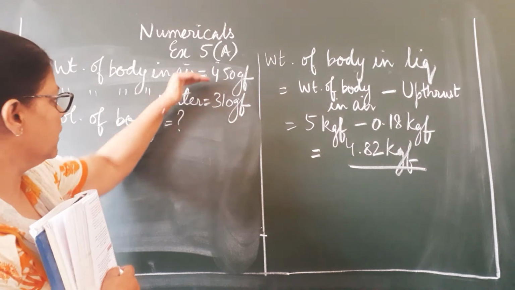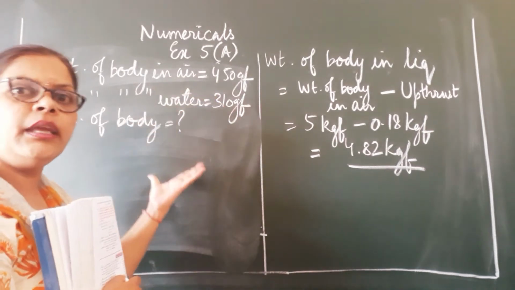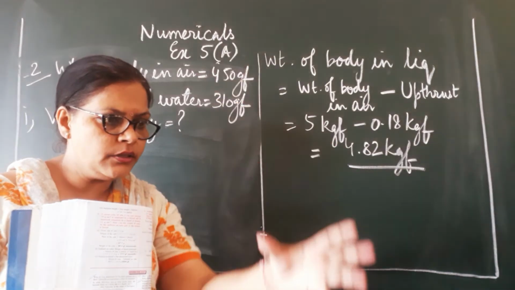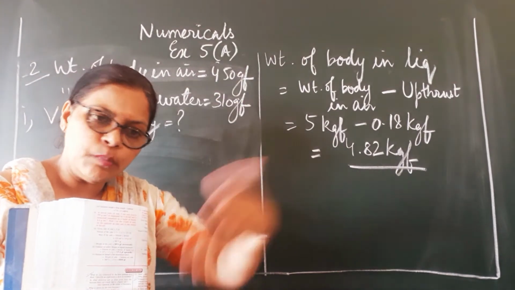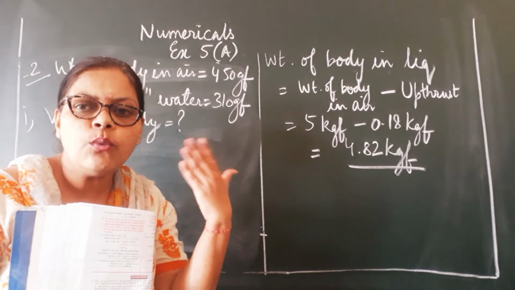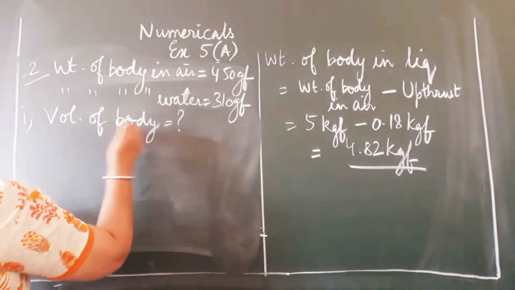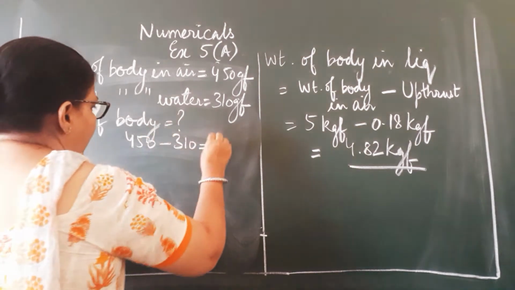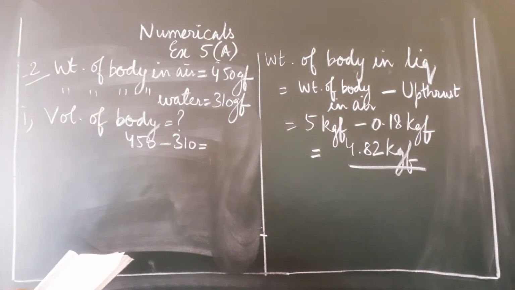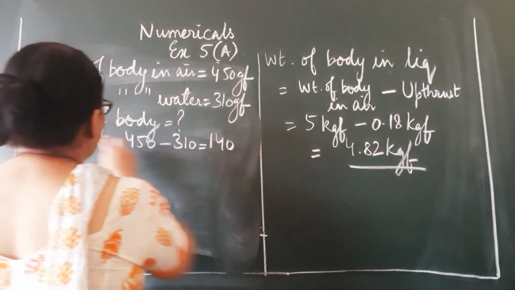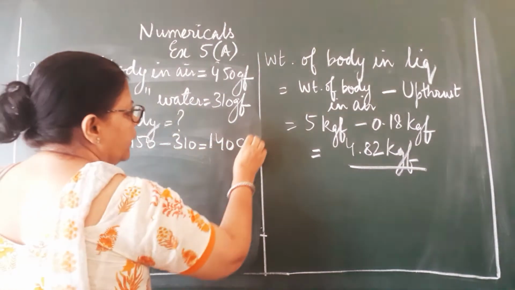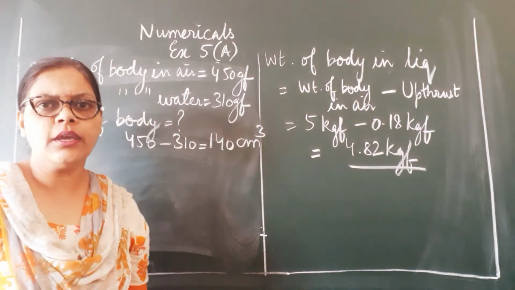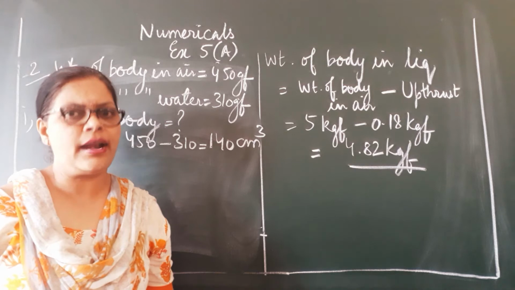The difference in the weights will be equal to the volume, because in Archimedes principle we have said that when a body is immersed in a liquid, it displaces some amount of liquid which is equal to the volume of the body. So therefore the volume of the body will be 450 minus 310, and that works out to 140. And because it is volume, the unit will be cubic centimeters. You need not convert it to SI unit, okay? Because there is no calculation involved, you are just subtracting.